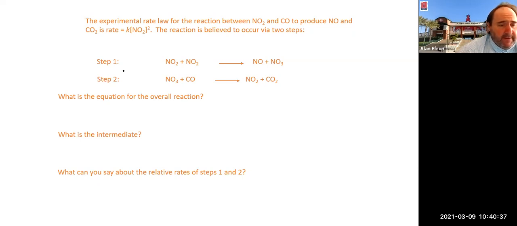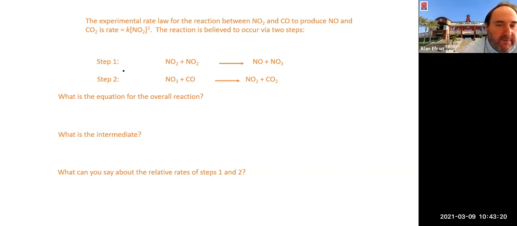Experimentally, the rate law was found to be k times NO2 squared. What is the overall reaction we get from this mechanism of these two steps? What is the intermediate? And what do you think about the rate of the first step versus the second step? Take a couple minutes and we'll talk about it and make sure everybody's on the same page.